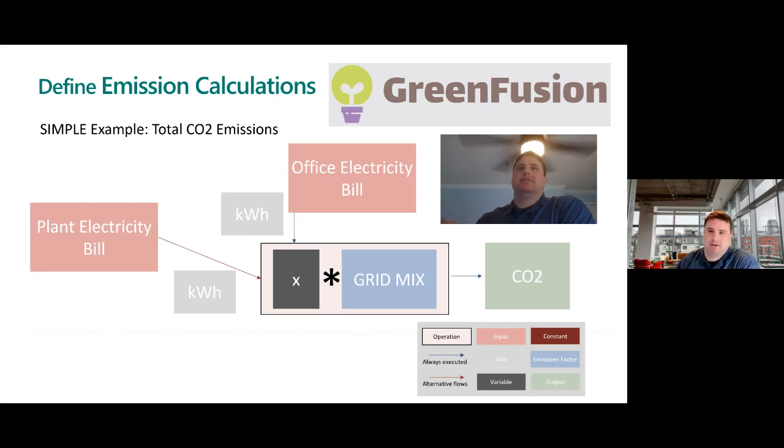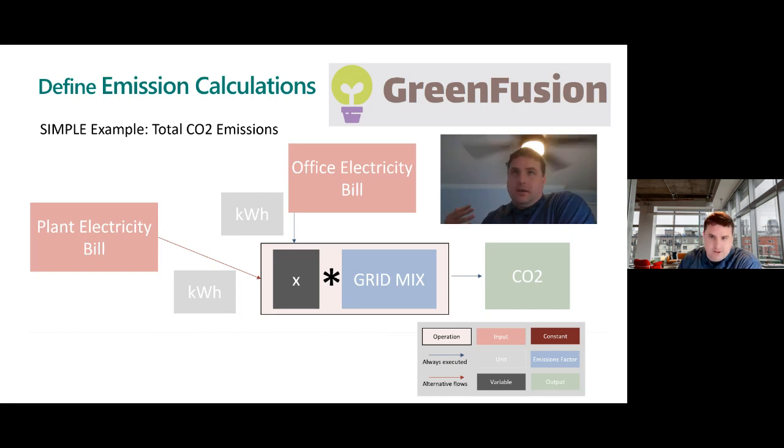But for a simple example, it's like, hey, we have an office electricity bill. We have a plant electricity bill. Okay, we're going to put that together. And then by our grid mix. So, we're using 30% coal still for our electricity from the grid and the rest renewable or something like that. Getting that ratio, and then that shows the CO2 based on how much is generated from the different sources.